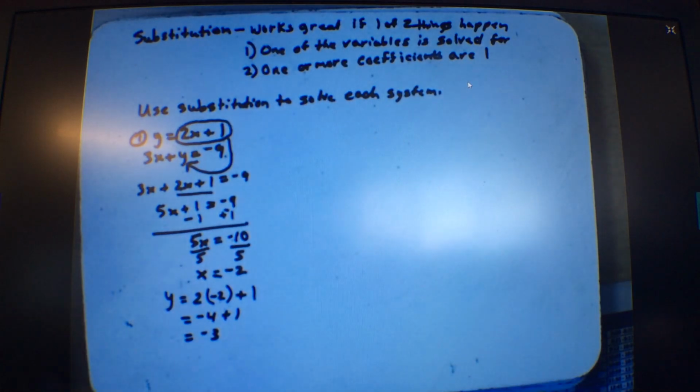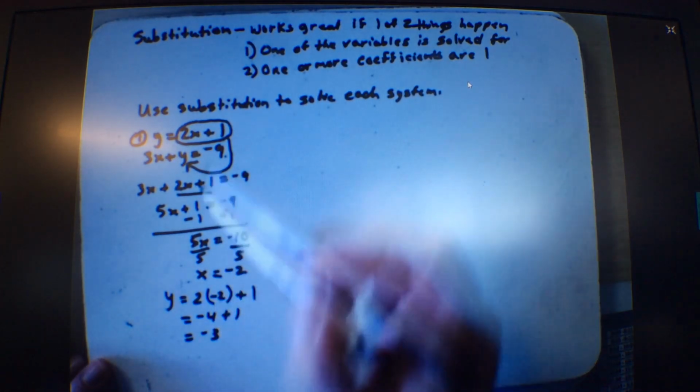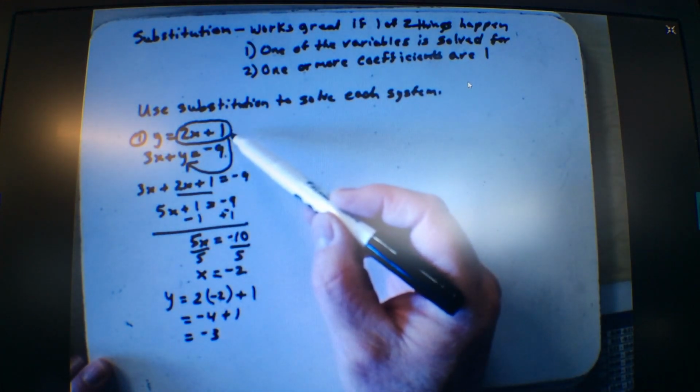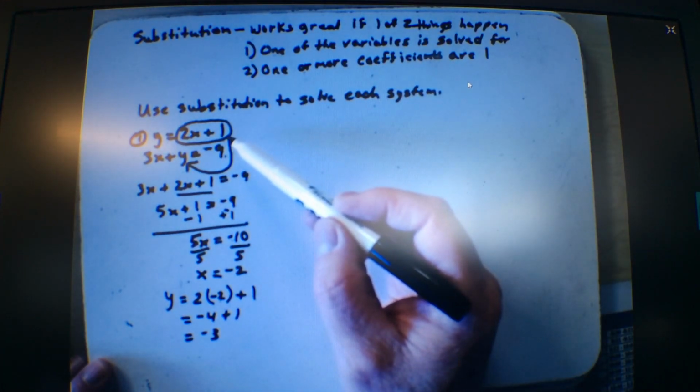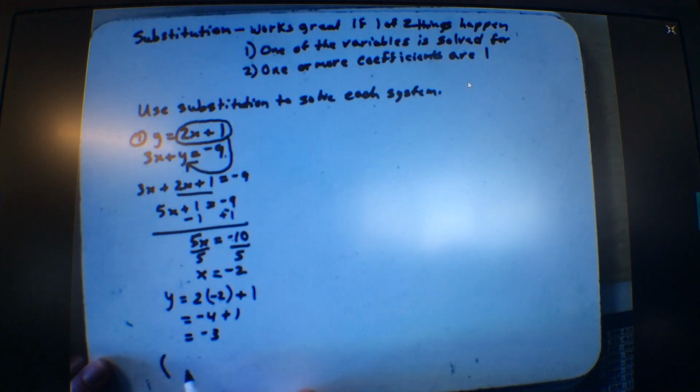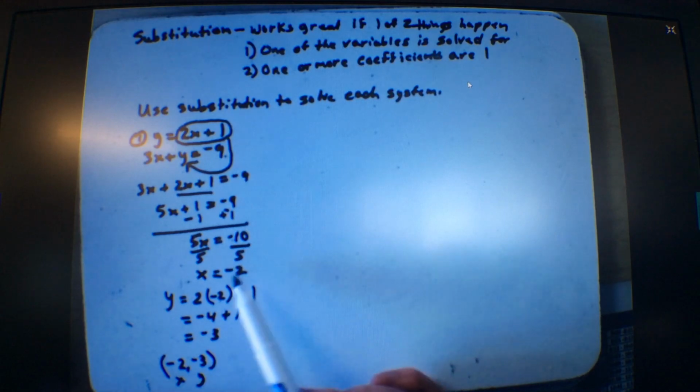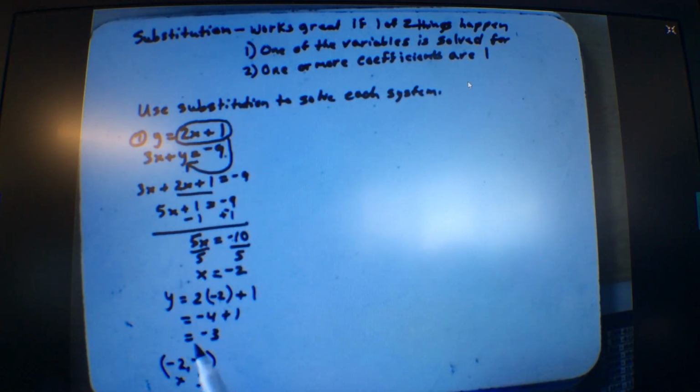Jackson, did you understand everything I did there? I took the x, put it back into where I circled it in the beginning. Do you understand that? And so my answer, where these two lines intersect, is negative 2, negative 3. I want to caution you, Braxton, that it must be in the order of x, y. And a lot of students, if you solve for y first, will get it backwards. Do you understand why?